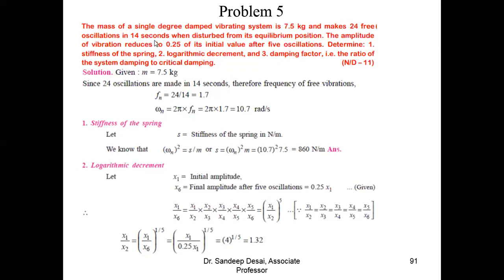It means natural frequency is not directly given, but the number of oscillations and the number of seconds are given. Frequency is the number of oscillations, 24, divided by the time, 14 seconds. So you can find the natural frequency in cycles per second: 24 oscillations in 14 seconds, about 1.7. So natural frequency is not directly given, but you need to calculate it.